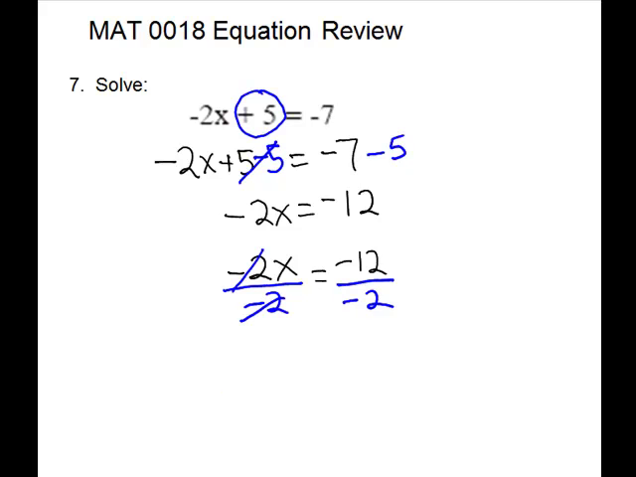Clean up. X equals 2 into 12 will go 6. You have 2 negatives. That's even, so it will give you a positive.